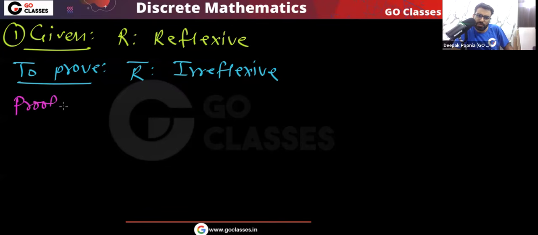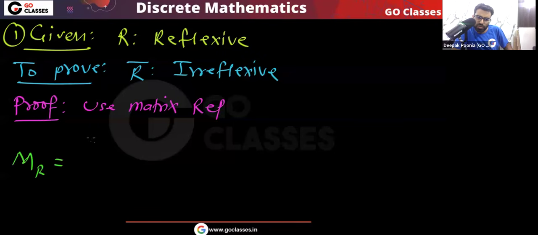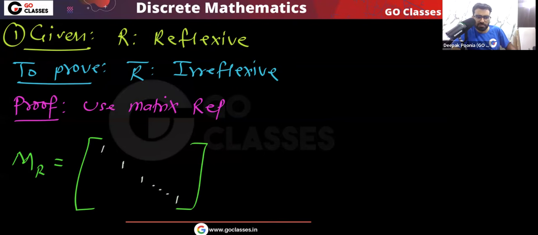Okay, so the proof is actually very simple. Just use the matrix representation. You can see it is given that R is reflexive. So how will the matrix of R look like? If R is reflexive, then in the matrix representation of R, all the diagonal elements will be 1. Correct? Agree? Very simple. The remaining can be anything, but the diagonal elements will be all 1.